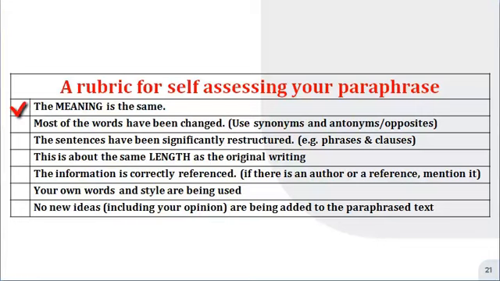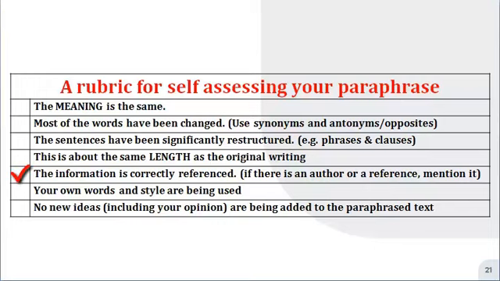First criterion is the meaning is the same. The most important part of paraphrasing is the meaning. So you have to keep track of the meaning. Never lose the meaning. Number two, most of the words have been changed. Use synonyms, use antonyms. Number three, the sentences have been restructured. Restructure the phrases and the clauses. Number four, the length. So your paraphrased version should be approximately the same as the original version.